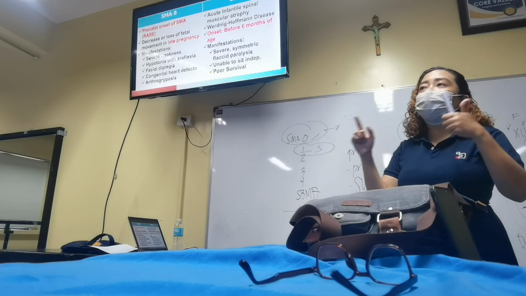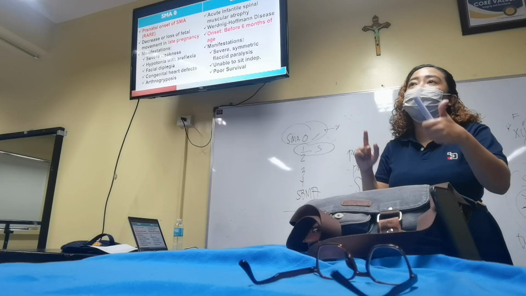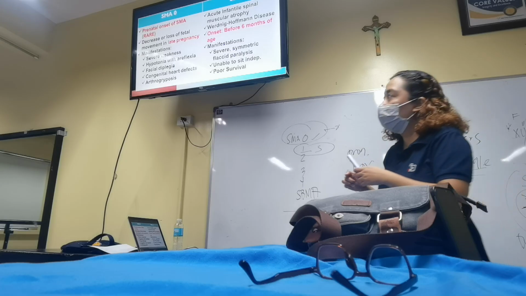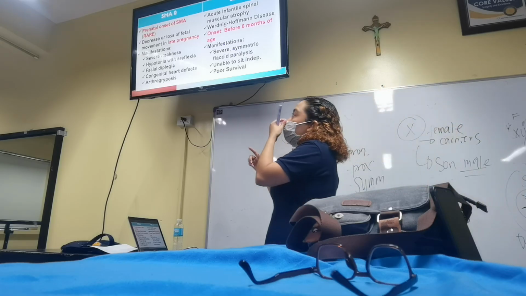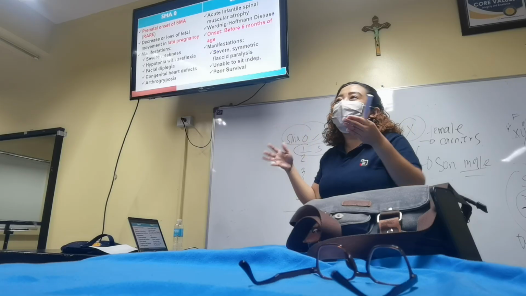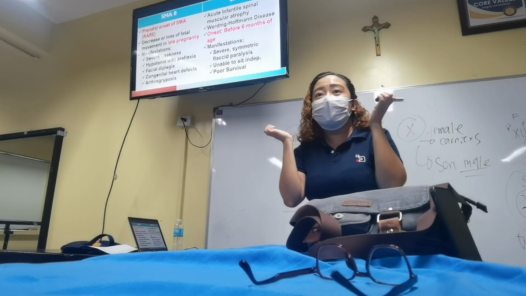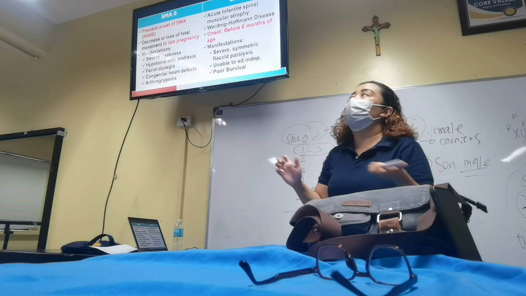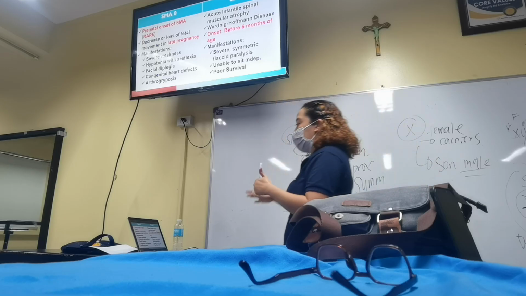What do you mean by arthrogryposis? This is multiple joint contracture. Again, arthrogryposis is multiple joint contracture, meaning the patient already presents with this. The patient is not able to move. Do you understand? Okay, we will go back to SMA 1 later.